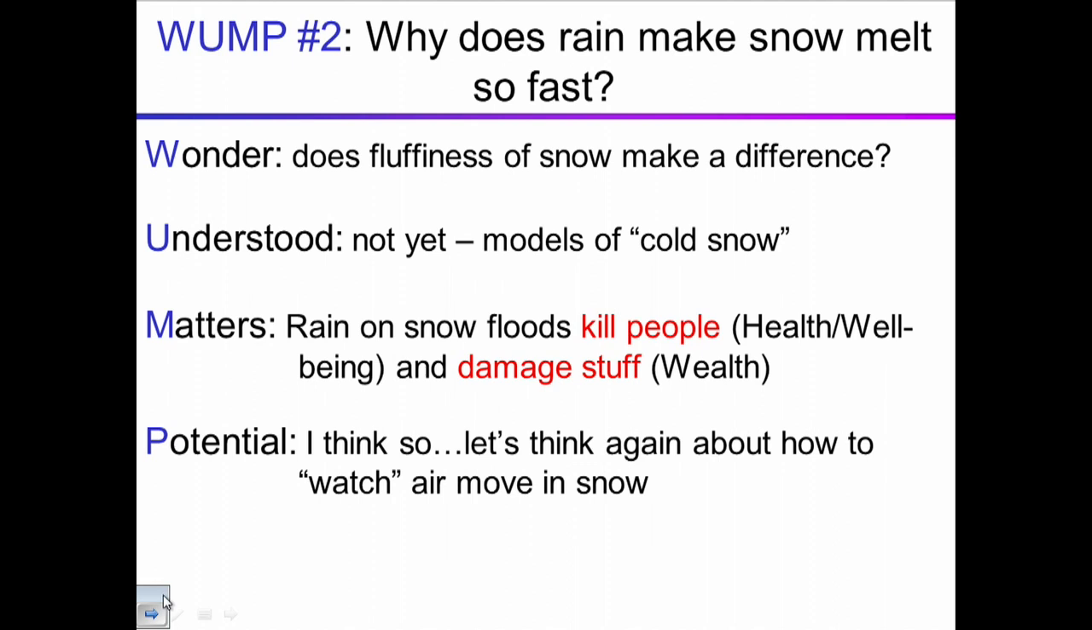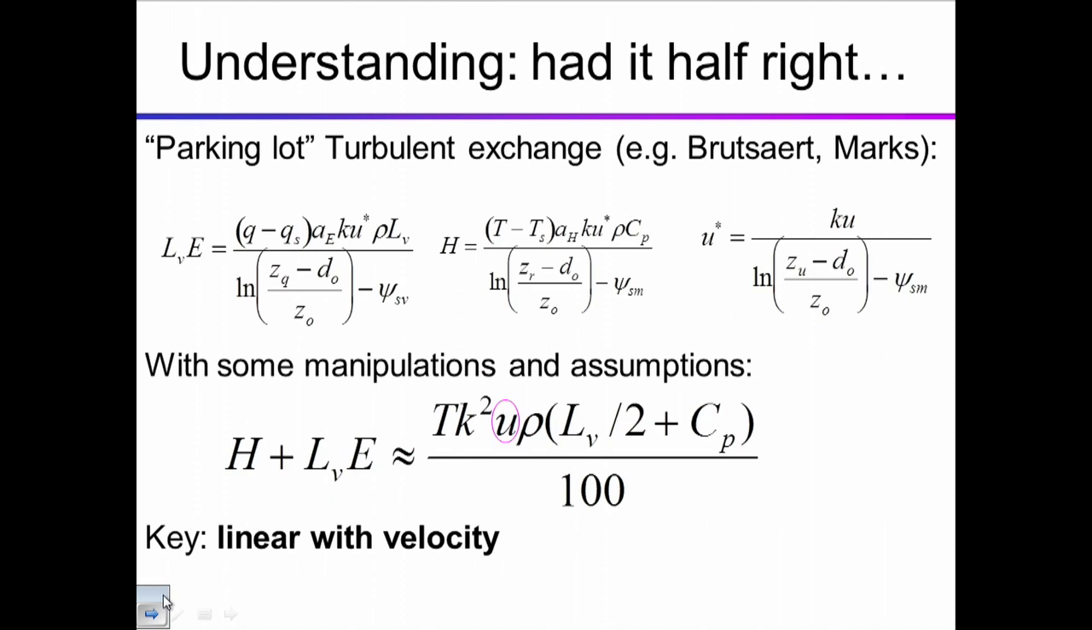Interestingly, all of the models I could find for snow melt are based on cold snow, minus 10, minus 20 degrees snow. They didn't deal well with a 0 degree snow, particularly in this extreme case. So my feeling is that they have it half right. The current model is that it's a turbulent energy exchange, just as you have for evaporation. It's the Kolmogorov kind of scaling model for turbulent eddy diffusivity. If you look at this, you'll find that the sum of latent and sensible heat go linearly with wind speed. That's the classic result from Kolmogorov similarity theory that Brutsaert and Marks et al.